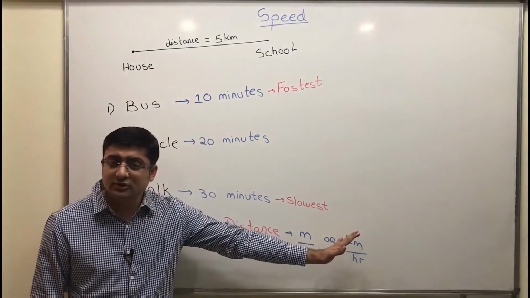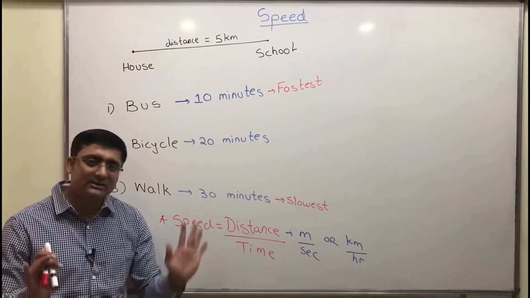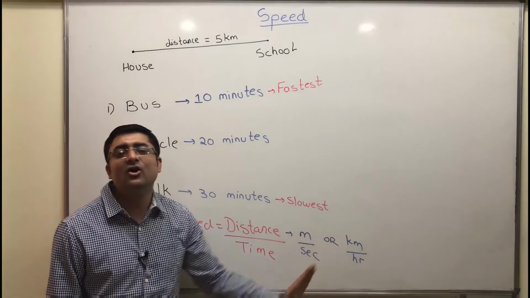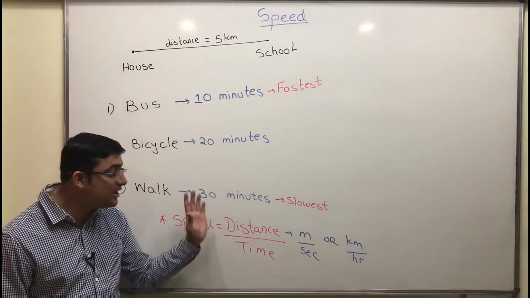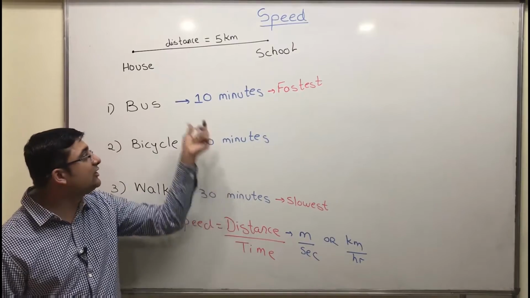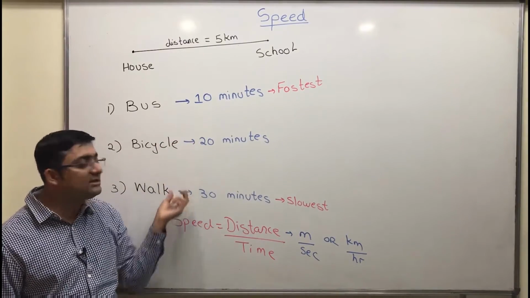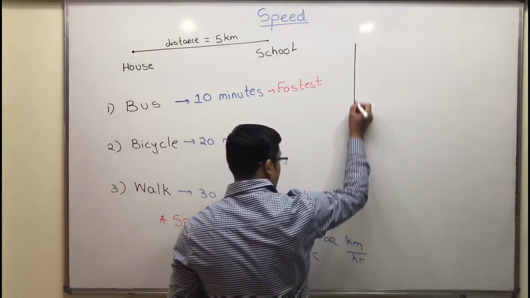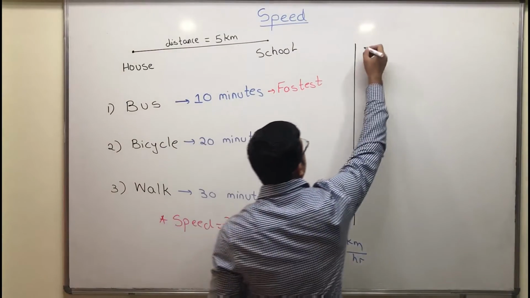These are commonly used units. You can also write centimeter per minute. That is fine. But generally we'll always give the answer either in meter per second or kilometer per hour. Is this clear? So now what I'm going to do is, I'm going to calculate the speed of each of these. So we're going to calculate the speed of the bus, speed of the bicycle, and speed while walking. So see, let's first talk about the bus.